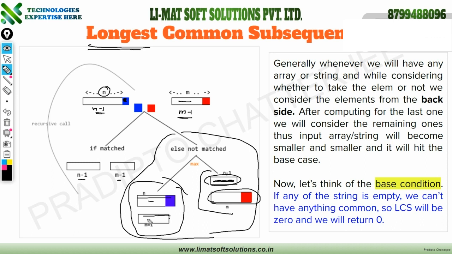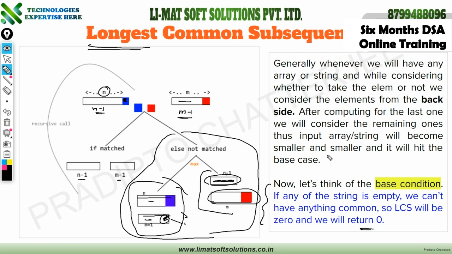Now with this one and this one, I will again take the last characters and do the same matching. Either they will match or they will not match. In this way, I will hit the base condition where one string or both strings will be empty, and there I will return 0, because at that time I cannot have any longest common subsequence. Among them, whichever gives me the maximum, I will consider that maximum and return it to the parent. This is what we are doing.